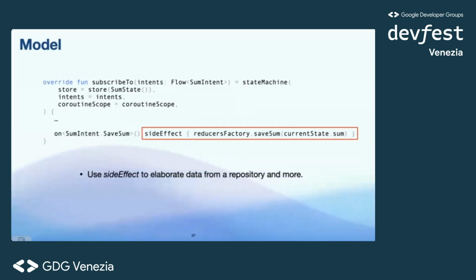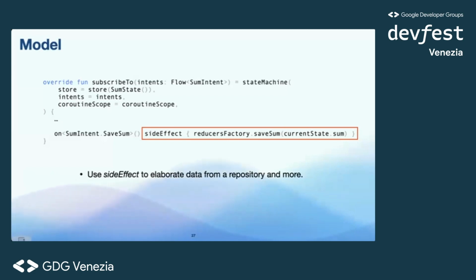Okay, there's a different scenario here. On SaveSum, we use this keyword called sideEffect. A side effect is the opposite of a pure function. It's a non-deterministic function. For example, a network call. Well, when we do a network call, hopefully we get a 200, a success, but sometimes we get an error. And that's a side effect because it's non-deterministic. It's not always happening.